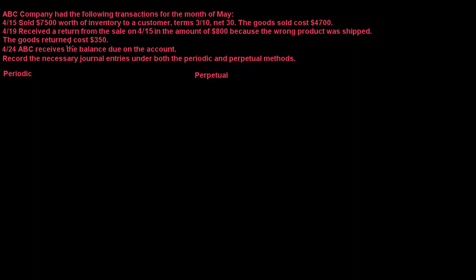In this video, we are going to look at sales for a merchandiser. A merchandiser is a company that sells a product to its customer. Therefore, we have to worry about inventory. There are two methods a business could use. They could use the periodic method or the perpetual method.